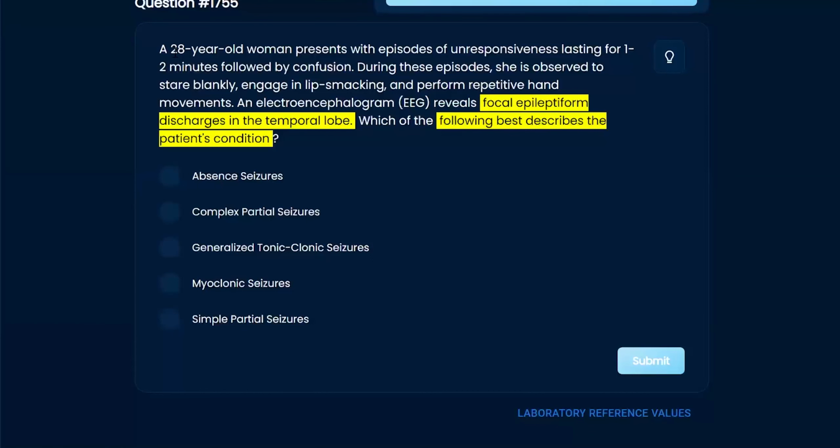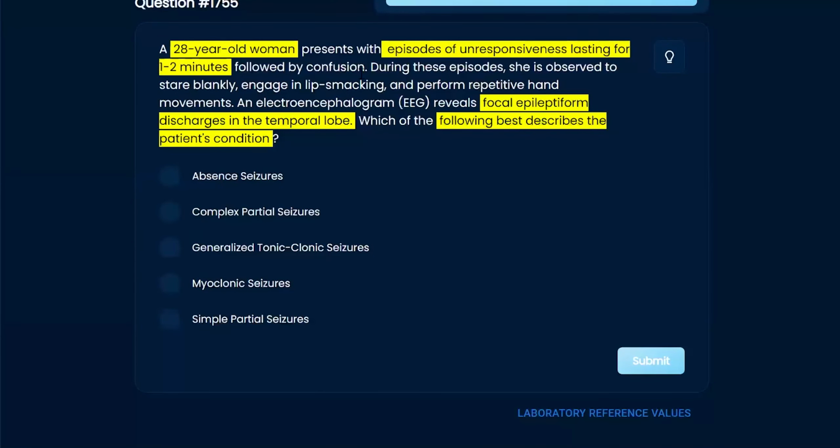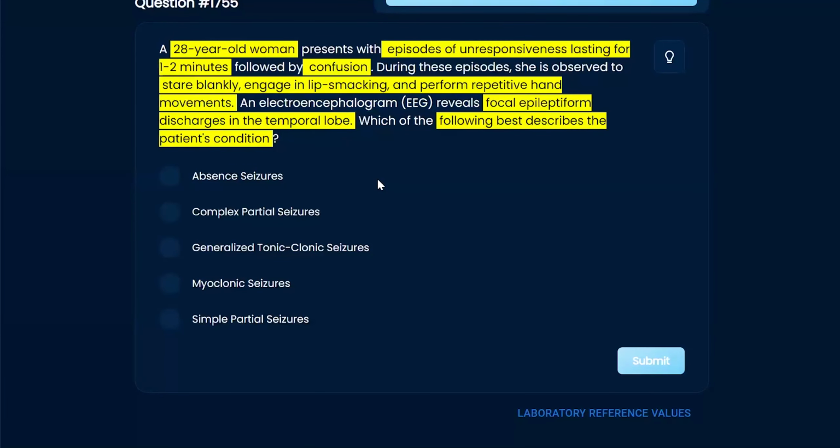So we have a 28-year-old woman presenting with episodes of unresponsiveness, lasting 1 to 2 minutes, followed by confusion. During these episodes, she's observed to stare blankly, engage in lip smacking, and perform repetitive hand movements. Okay, so because she's 28, we can cross out the absent seizures. Those are only in kids.